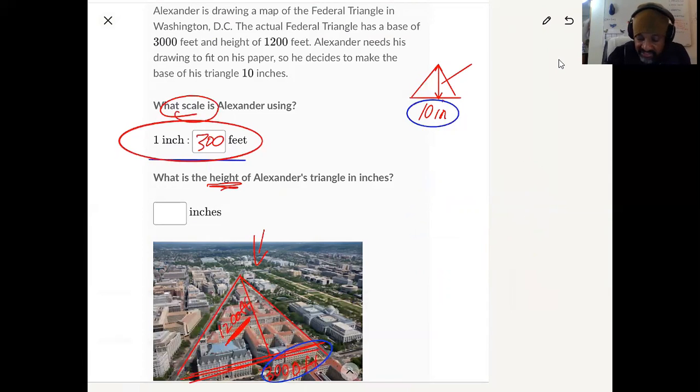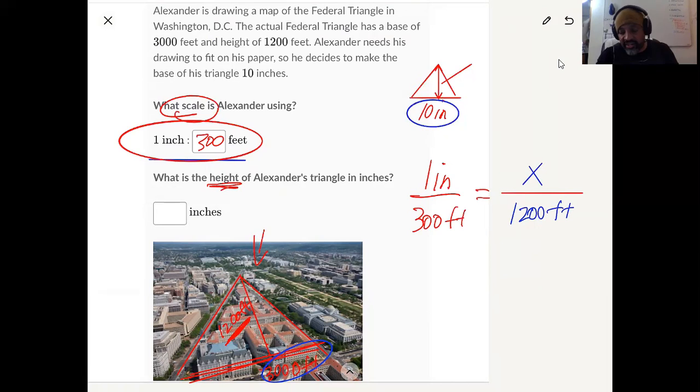So what we're going to do is we're going to use this and set up a proportion again. We have the scale now, so let's use it. It's 1 inch represents 300 feet. And then over here, we know that the actual height is 1,200 feet. So we're trying to figure out what the height of the drawing is going to be.